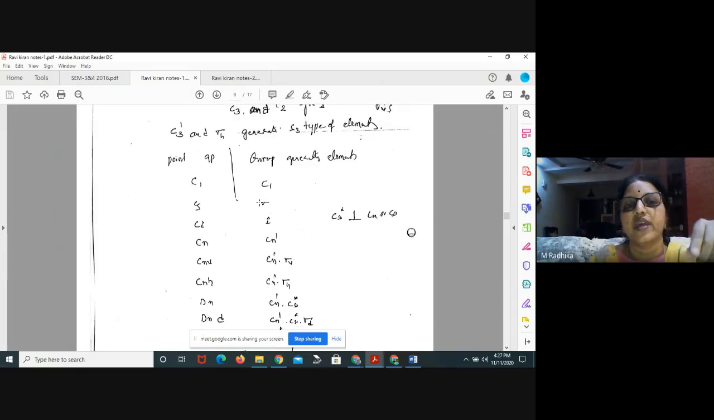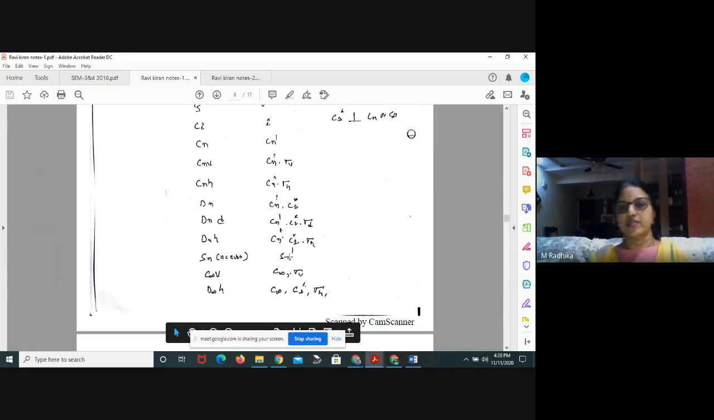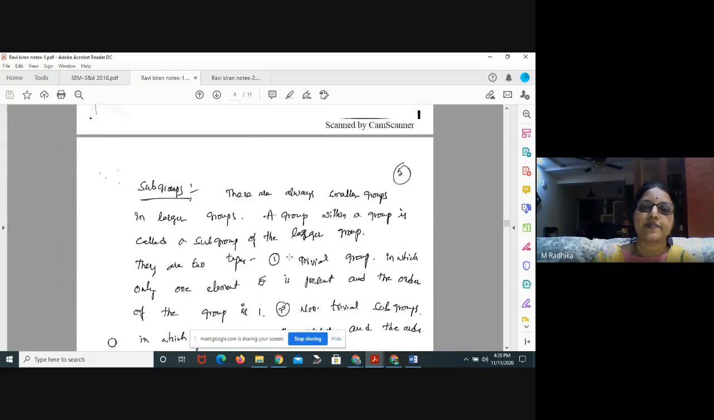In this way, you can take each and every point group and tell what the group generating elements are. This is already tabulated and given to you. What you have to understand is that every group will have some important elements which can generate other elements. You call them group generating elements.